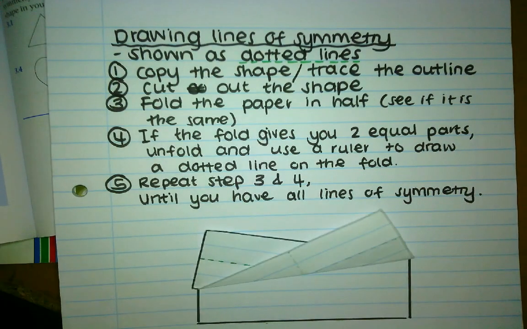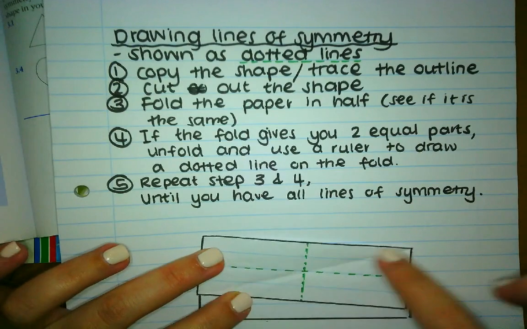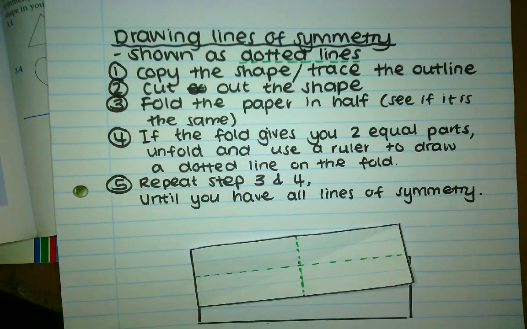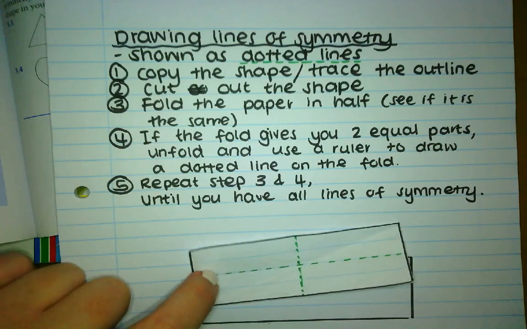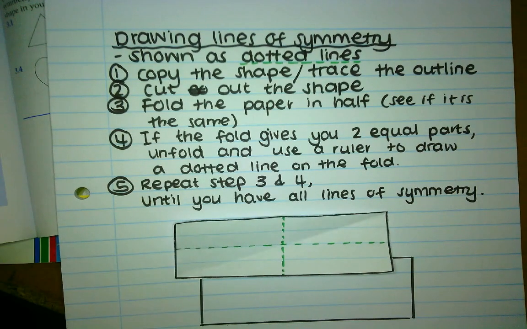Is it the same? No. So that means that it does not have a diagonal line of symmetry. Okay. But in a square, it will have. It's only different in a rectangle. Why? What's the one thing that's very different between a rectangle and a square?